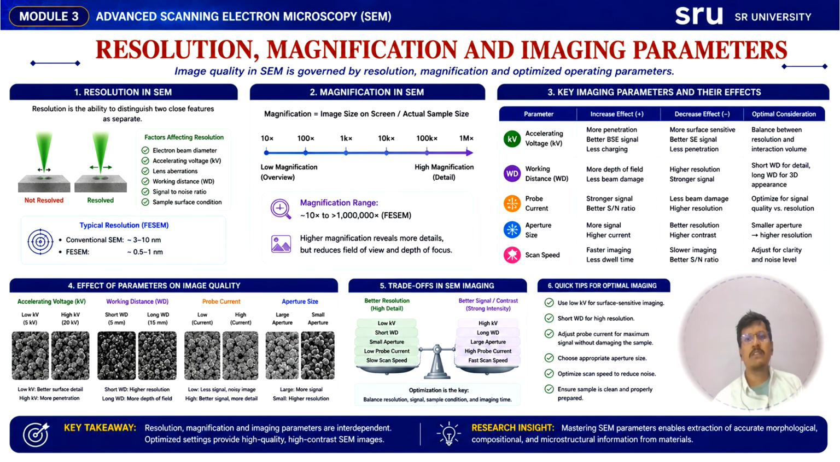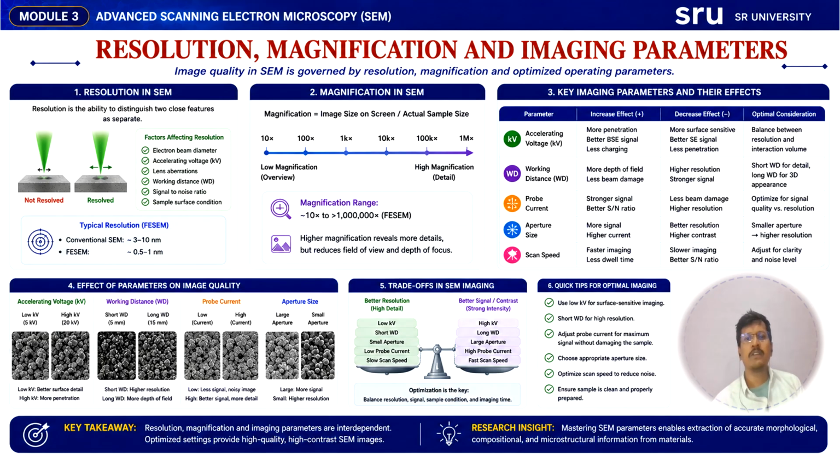We will discuss three critical concepts that determine the quality of an SEM image. One is resolution, second one is magnification, and the imaging parameters. Let us begin with resolution.